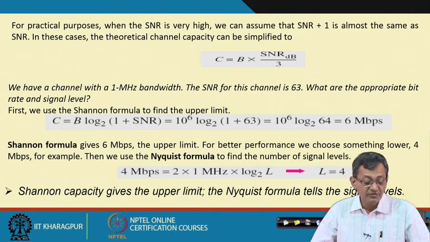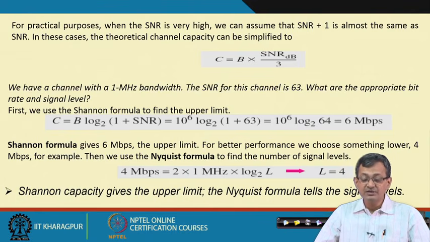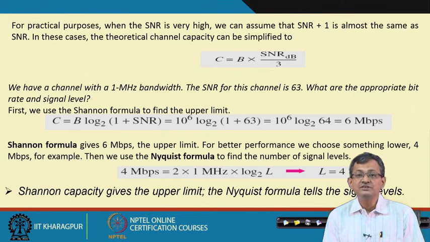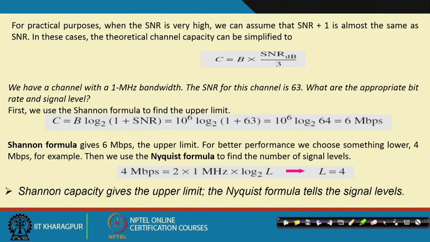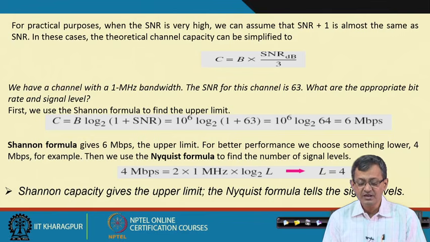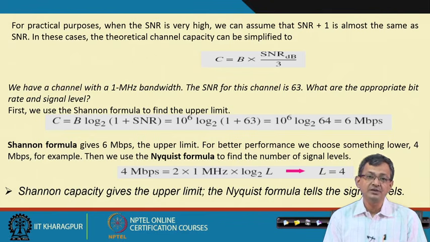Based on this, we have a channel with 1 megahertz bandwidth. The SNR of this channel is 63. What are the appropriate bit rate and signal levels? This is what we want to find out. First, we use Shannon's formula to find the upper limit: B log base 2 of 1 plus SNR, which is about 6 Mbps. That is the upper limit. To get better performance, we choose something lower, say 4 Mbps, and use the Nyquist formula to find the number of levels. Putting in the Nyquist formula, we find the number of levels equal to 4.